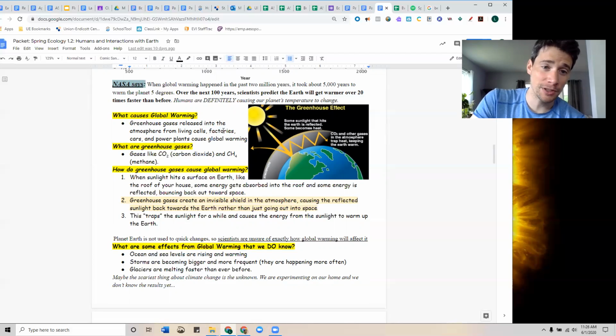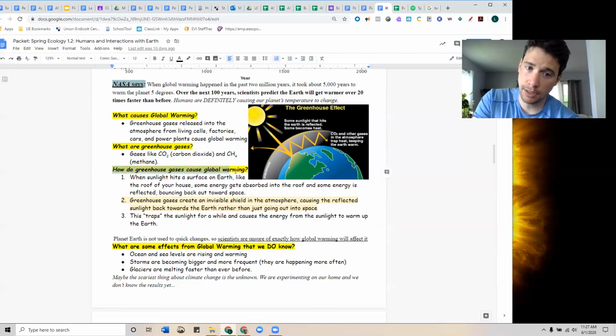And then factories, obviously, like I just said, they produce greenhouse gases. Cars do, and then obviously power plants. So all of these things are causing global warming. But power plants and factories cause global warming much more than you do. So don't worry about that. What are greenhouse gases? Gases like carbon dioxide, CO2, we know that, and then CH4, which is called methane, that's a greenhouse gas too. So those are some greenhouse gases. When they get into the air, they warm up the Earth.